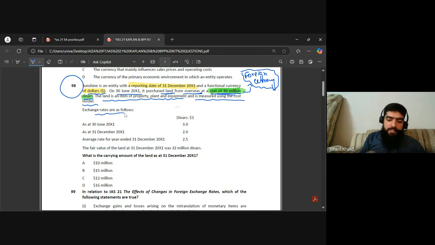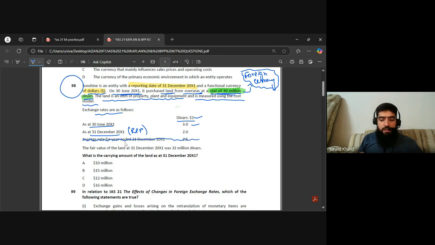Now, the exchange rates are as follows. The exchange rate between the dinar and the dollar is $1 equal to 30 dinars at 30th June 2001. At 31st December 2001, which I guess is the date of reporting, there is also an average rate. So there is no use for the average rate. We are going to ignore it. The average rate is not relevant for us. Either we are using the spot rate or the closing rate.